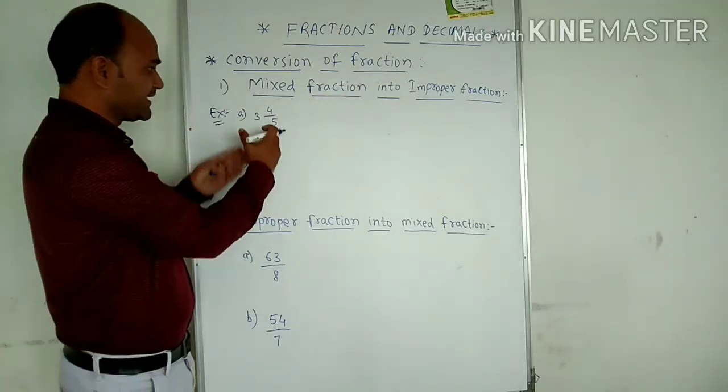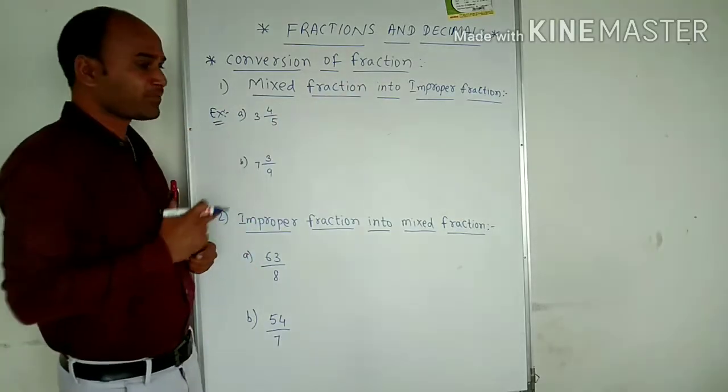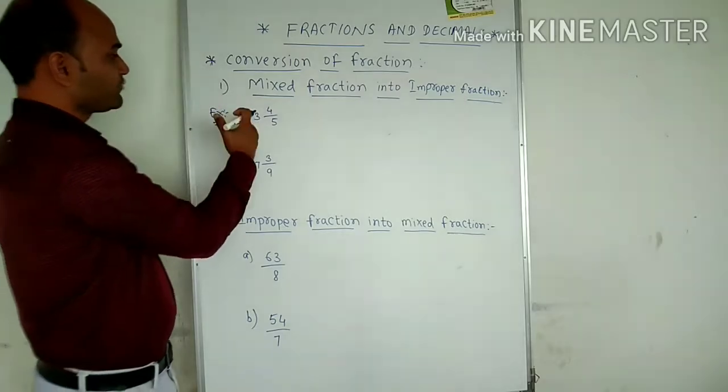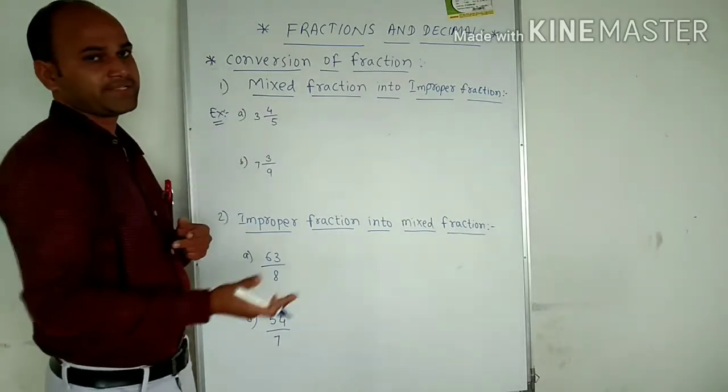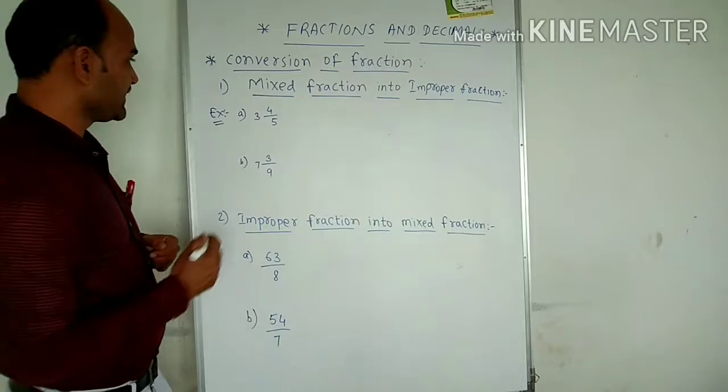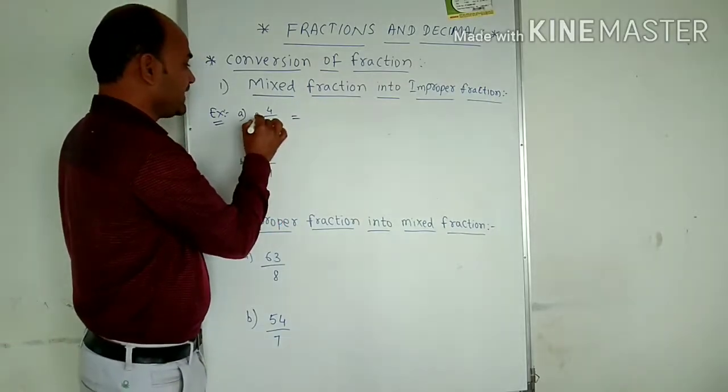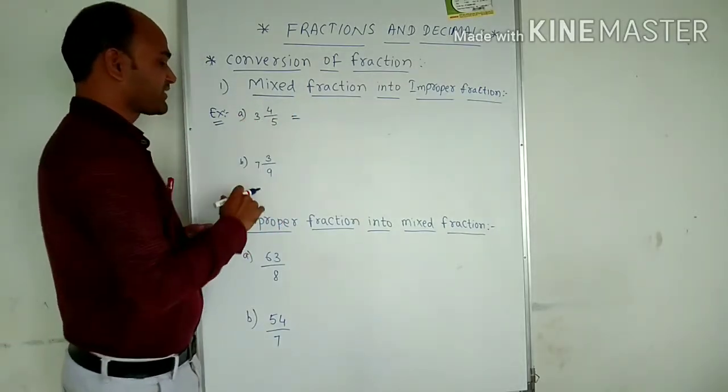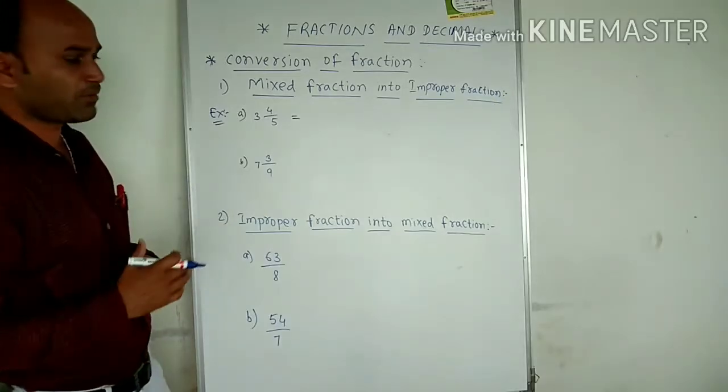The questions are here, all these numbers are mixed fractions. So we have to convert these into improper fractions. Let me see how to do it here. So first, 3 4 upon 5, it is a mixed fraction. We have to convert it into the improper fraction.